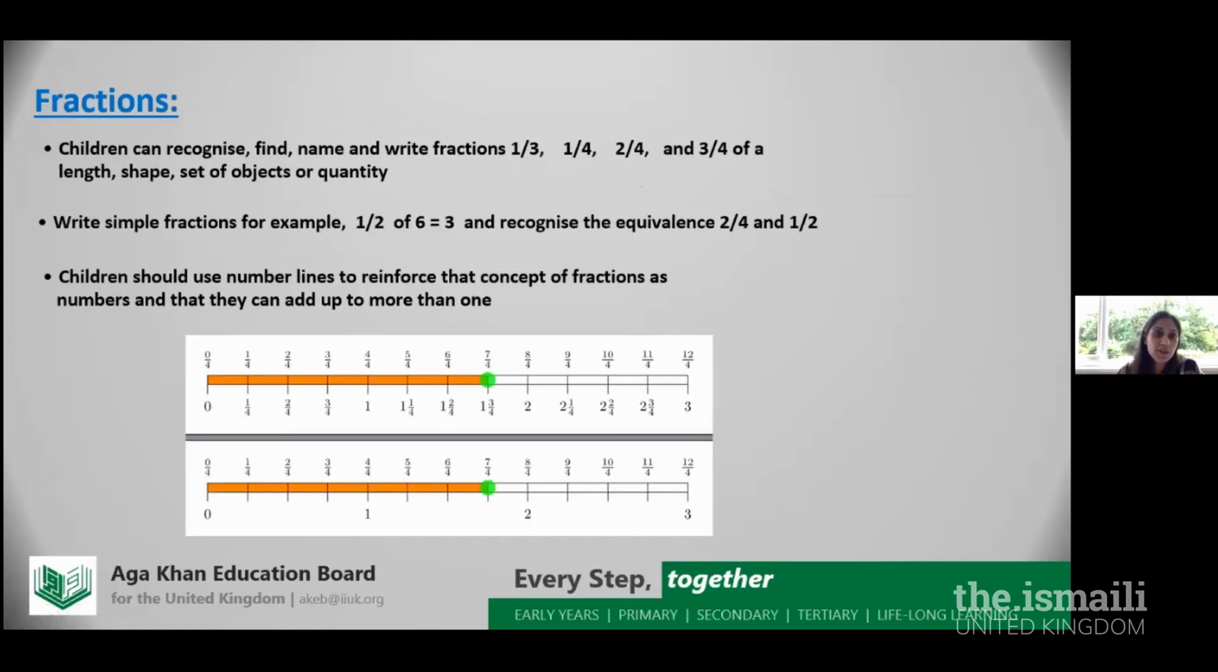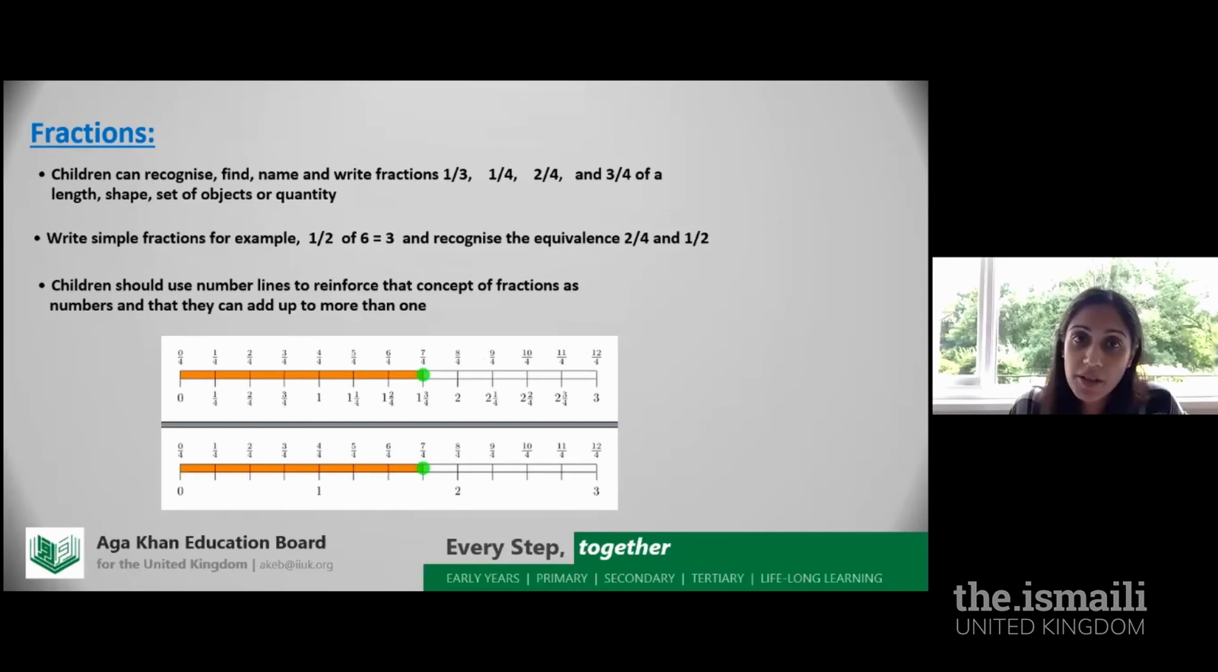Okay, so moving on to fractions now. Children should be able to recognise, find and name fractions such as 1/3, 1/4, 1/2 and 3/4. And this can be of any length, of a shape or a set of objects or a quantity. They should be able to write simple fractions, for example, 1/2 of 6 equals 3, and also recognise the equivalents such as 2/4 and 1/2.